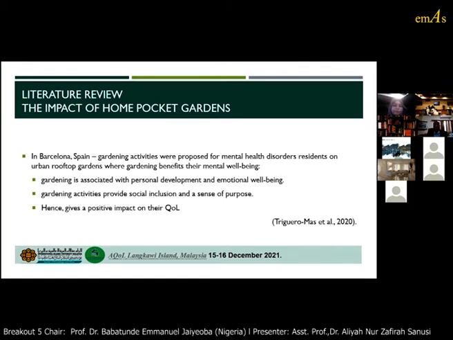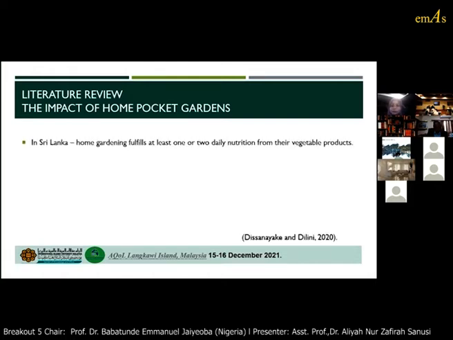And in Barcelona, gardening activities were proposed for residents with mental health disorders on urban rooftop gardens, where gardening benefits their mental well-being. It is also associated with personal development and emotional well-being. Gardening activities provide social inclusion and a sense of purpose. Therefore, it has a positive impact on their quality of life.